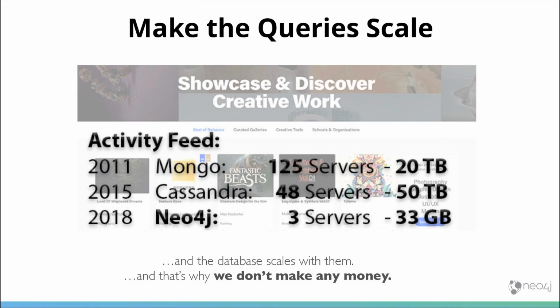This is from Adobe. So they've built this activity feed, and they used to run this on Mongo, with 125 servers and 20 terabytes of data. Then they flipped over to Cassandra with 50 servers, 50 terabytes of data, and they realized they can actually run this on Neo4j with 3 little boxes. And since they don't have to do that data multiplication, their server's data size went down to just 33 gigabytes. And the trick is, if you can make the query scale, then you don't have to scale the databases.